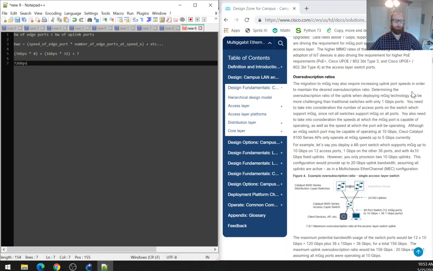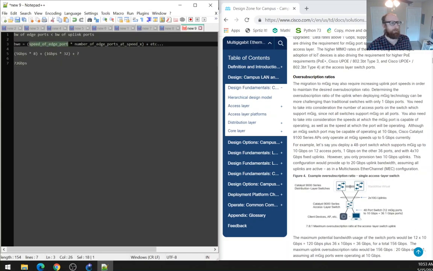So that's a good point, and that's what I was getting at. So this is actually a bit of a misnomer. You don't want to times it by the speed of the edge port. You want to times it by the speed of the lowest port speed.